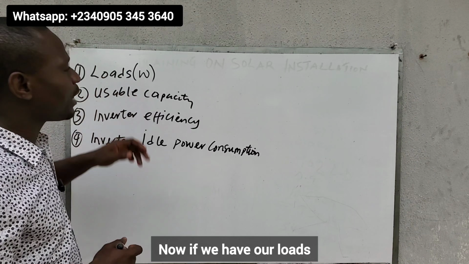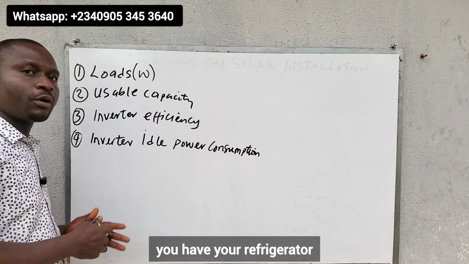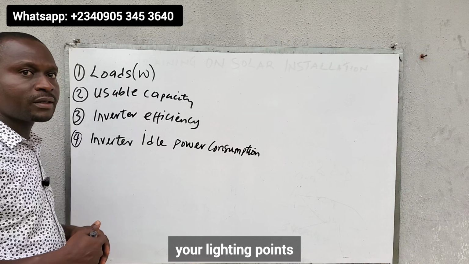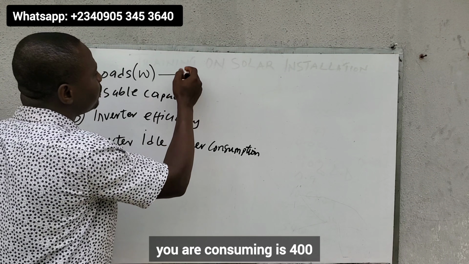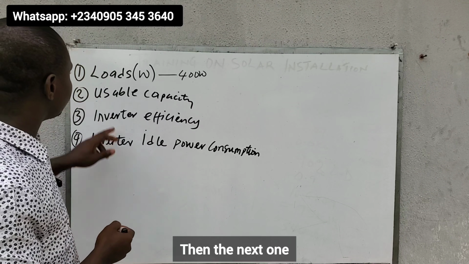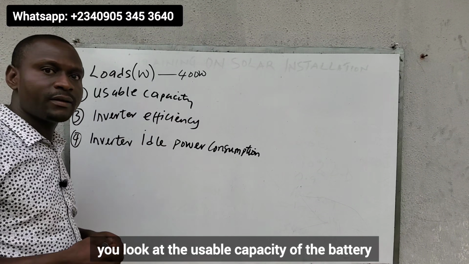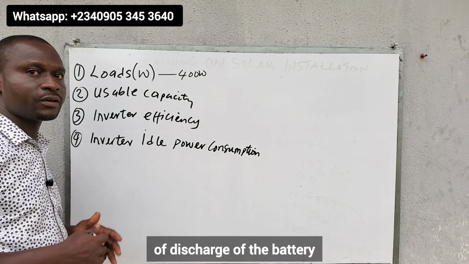Now, if we have our loads, maybe you have a TV, your refrigerator, your deep freezer, your lighting points, and the total load you are consuming is 400 watts. Then the next one, you look at the usable capacity of the battery. The usable capacity depends on the depth of discharge of the battery.